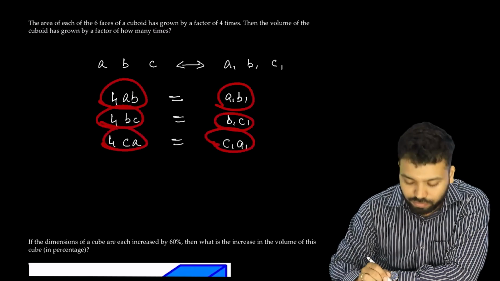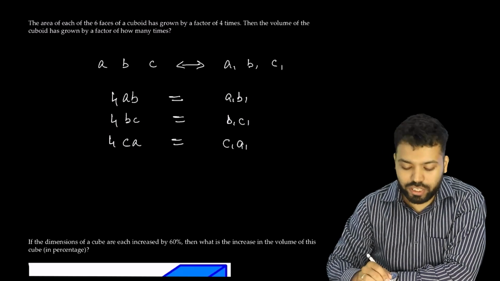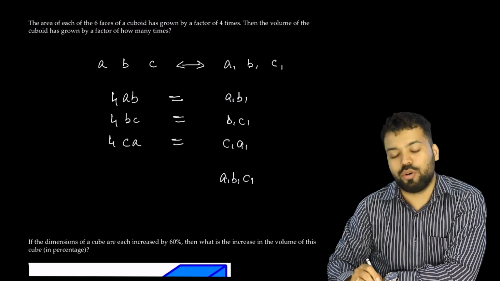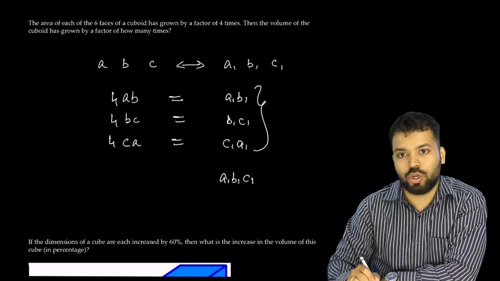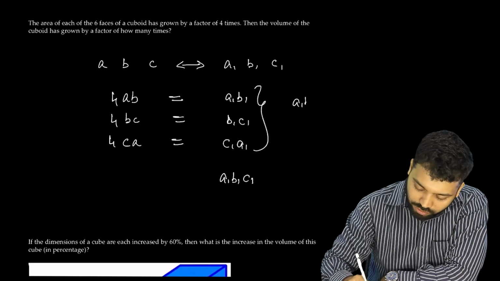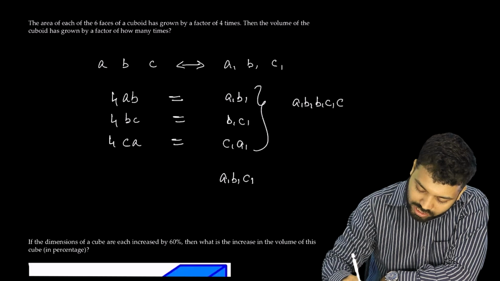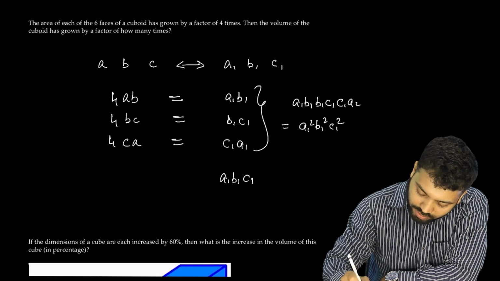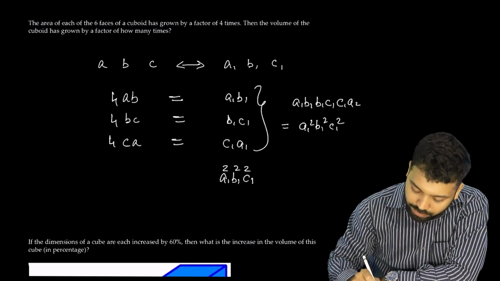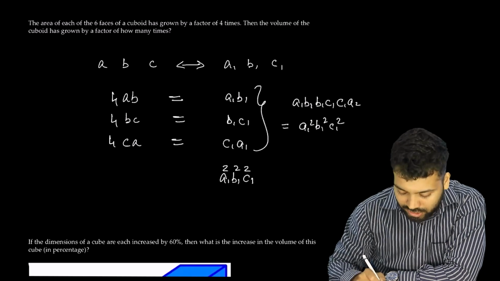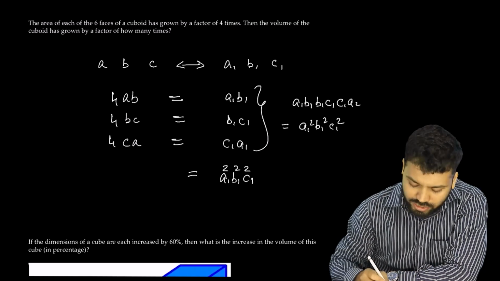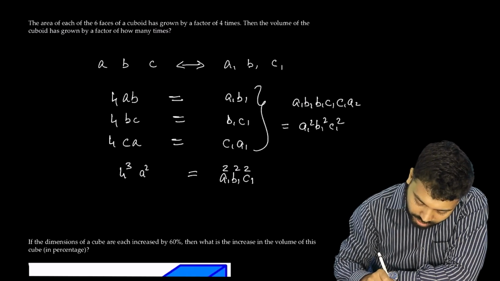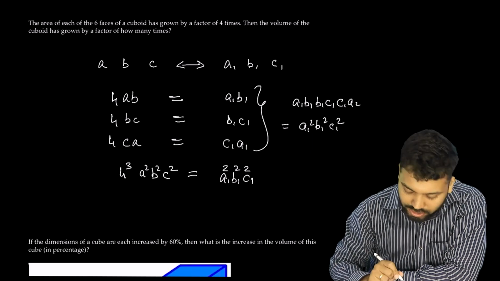What are we interested in? We are interested in A1, B1, C1. How do I get that? If I multiply all these things, what do I get? On the RHS, I get A1 B1, B1 C1, C1 A1, which is nothing but A1 square, B1 square, C1 square. Similarly, I'll multiply on the left hand side. I'll get 4 cube times A square, B square, C square.